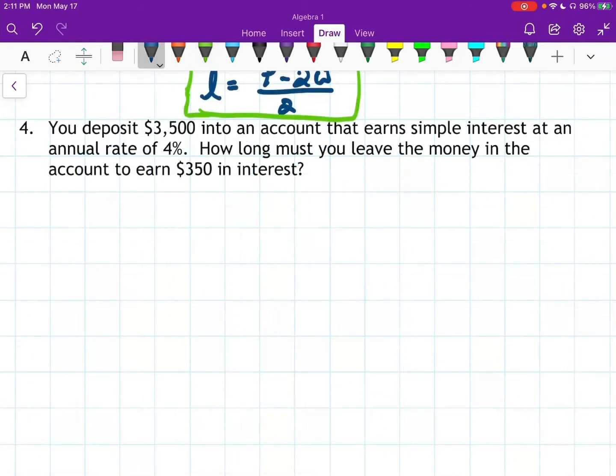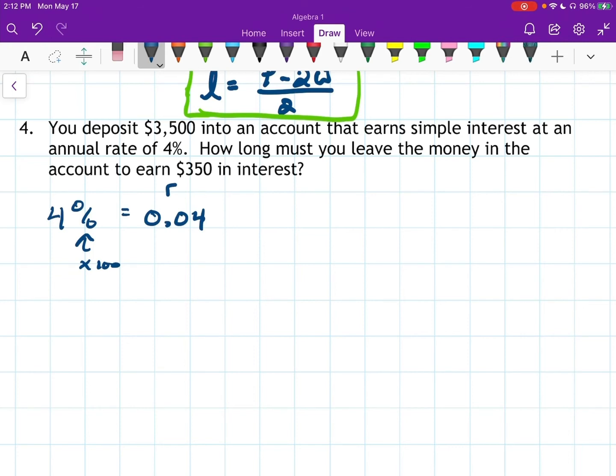Number 4. All right, number 4, we deposit $3,500 into an account that earns simple interest at a rate of 4%. How long must you leave the money in the account to earn $350 in interest? So starting off, we need to think about this 4%. This is really like 0.04, right? Remember, percent sometimes can mean like times 100. That's one way that I think about it. Anytime you have a percent, if you convert it back to a decimal, you need to move the decimal point 2 spots to the left. So this is our rate.